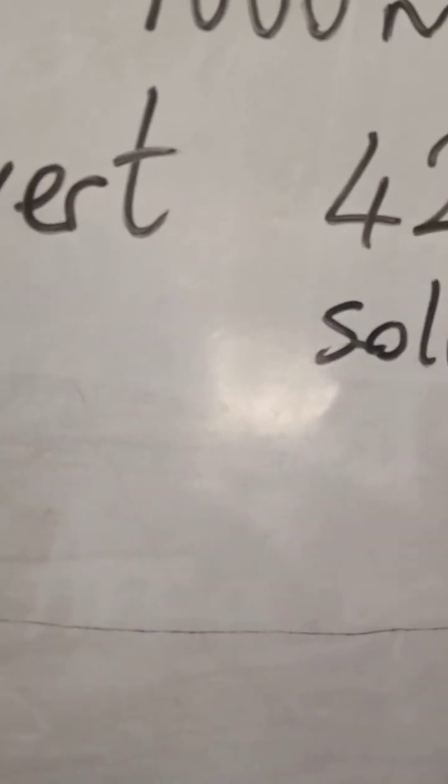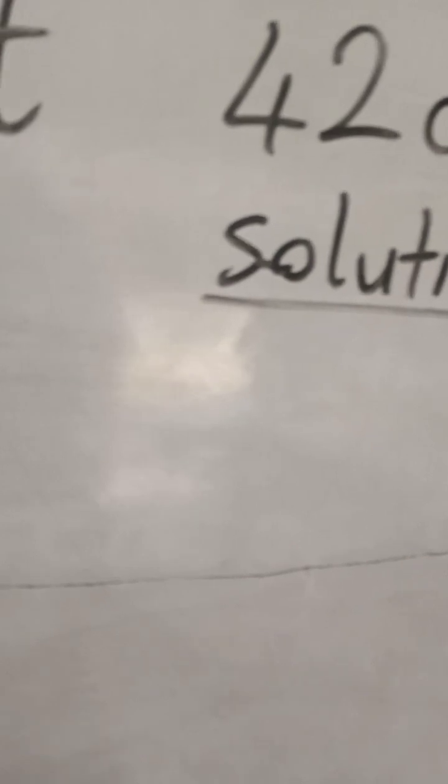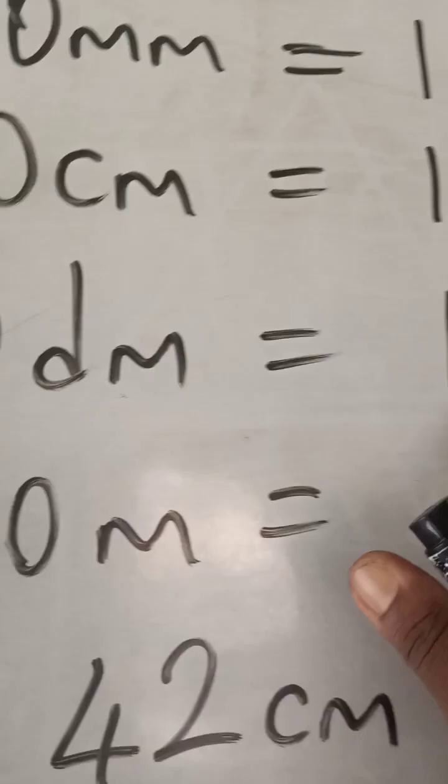So we're to convert 42 centimeters to meters. Now, how do we do that? I'll simply write my solution. Okay, 42 centimeters to meters. I'll check which is bigger. Is it on the table? Is it centimeters or meter? So look at it. Centimeters is here and meter is here.